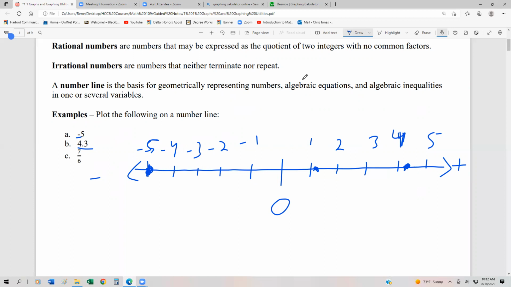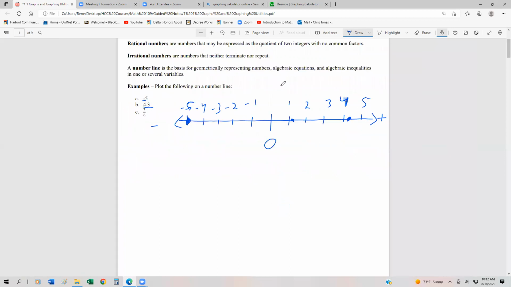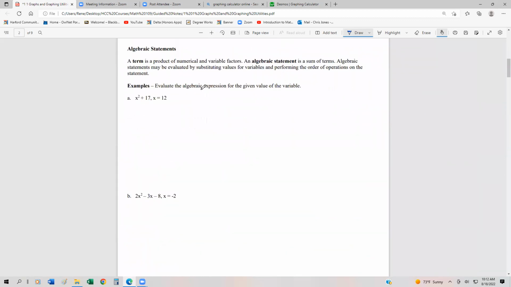I'm sure many of you have done this many times, just reminding folks that haven't seen it in a little while how to do so. Now, substituting into an algebraic statement. Algebraic statements are comprised of terms. So terms are separated by plus and minus signs. So right here in this expression, x squared plus 17, this has two terms, and the two terms are x squared and then 17. 17 is a constant, and x is a variable that's being raised to the second power.